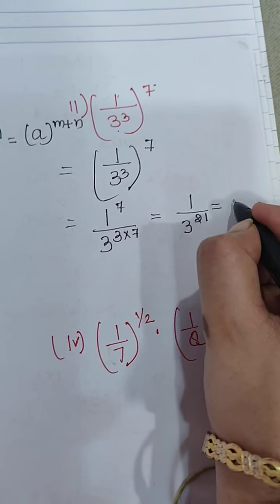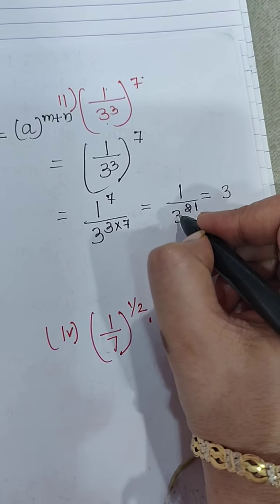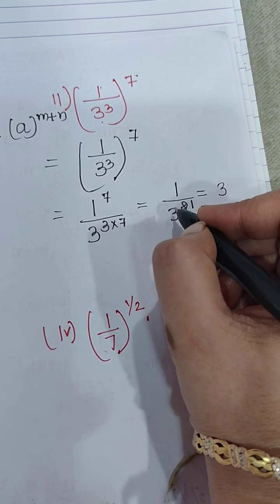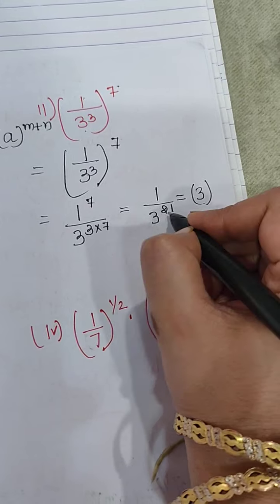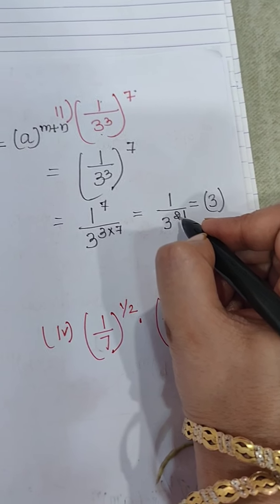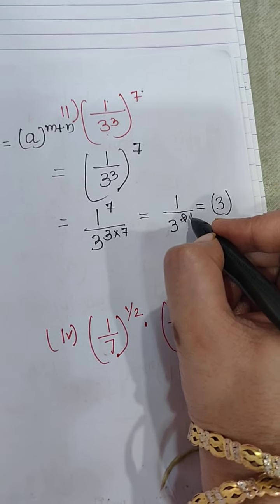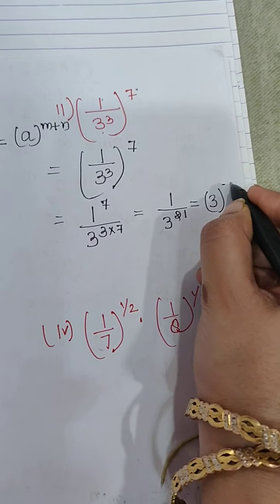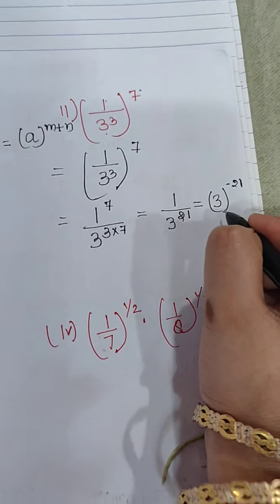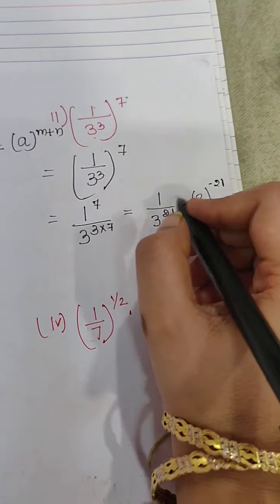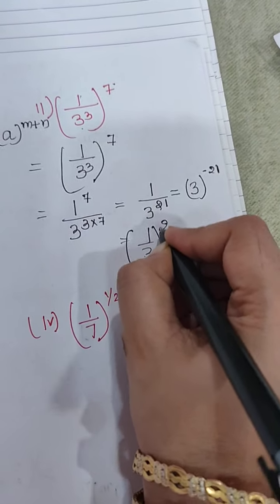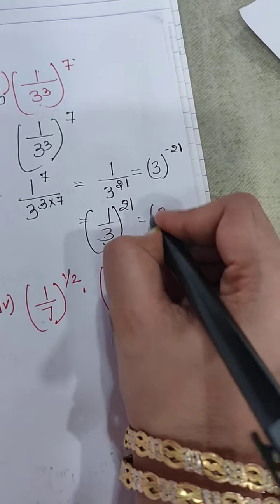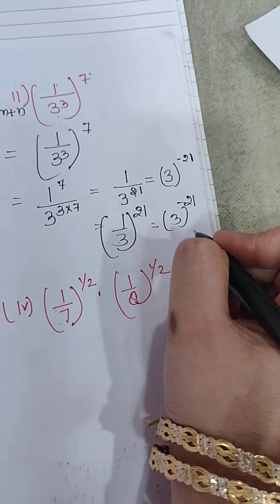3 raised to the power, suppose I write the reciprocal of the base, because I don't want to write 1 upon 3. When I take the reciprocal of the base, the sign of the power will be changed. It is positive, now it will be negative. So the answer will be 3 raised to the power minus 21. This answer can be given in this form also, and this answer can be given in this form also. Okay, clear?